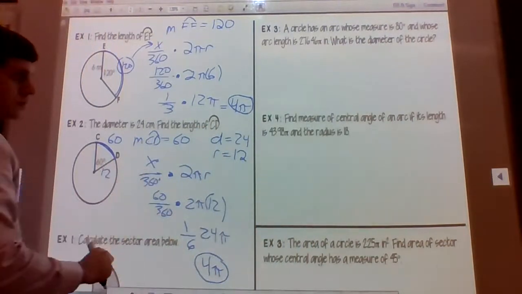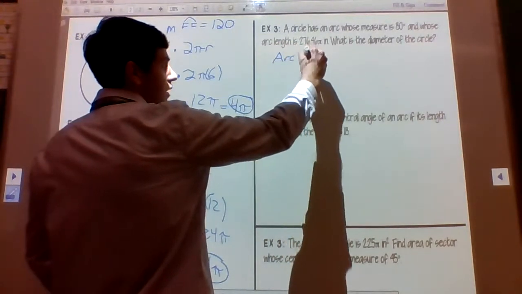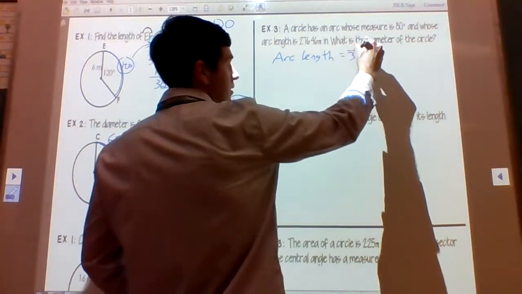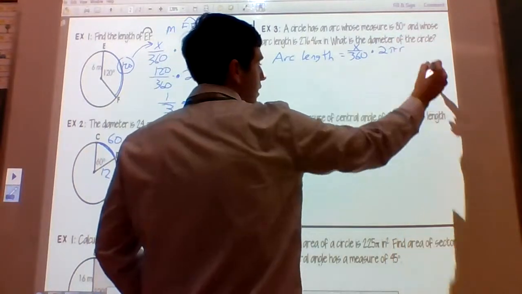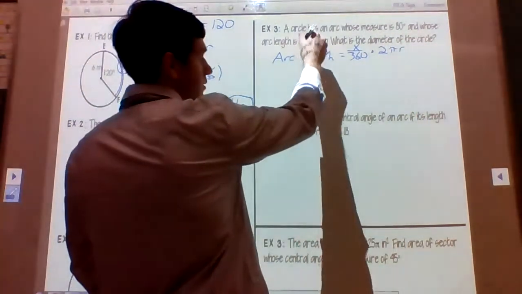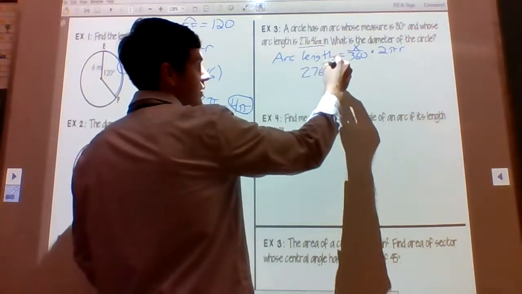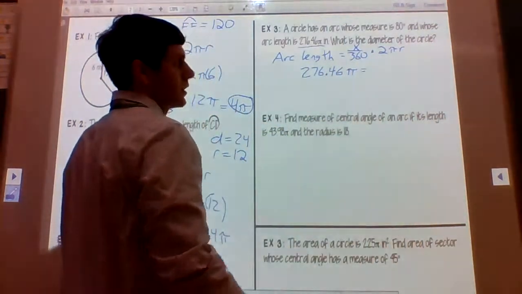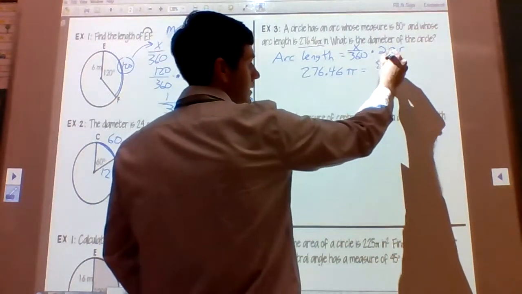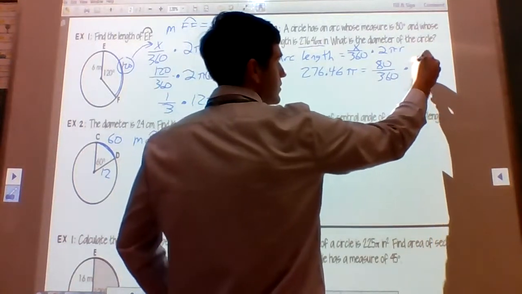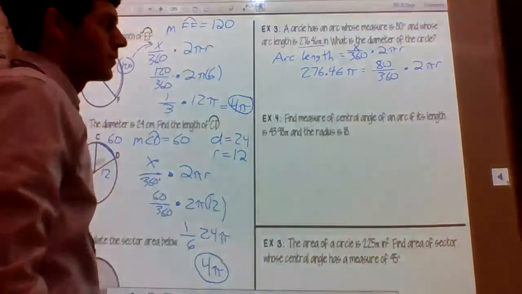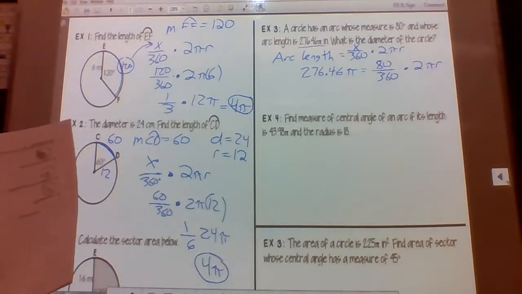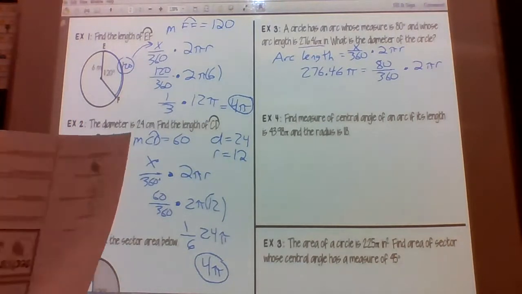Really, we could have said arc length equals. So let's do that here. Arc length is going to equal x over 360 times 2 pi r. We know the arc length is 276.46 pi. We know the measure of the arc is 80, so it's 80 over 360 times 2 pi r. What is the diameter? The diameter is twice the radius, so what we need to find is the radius, and then we can double it and find the diameter.